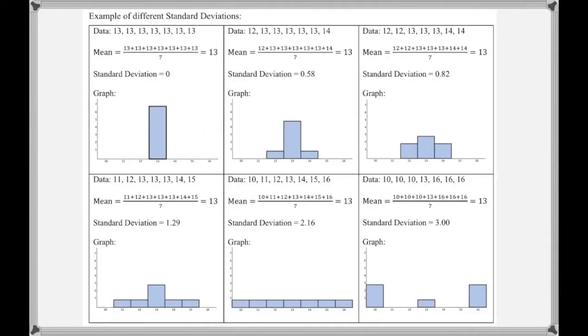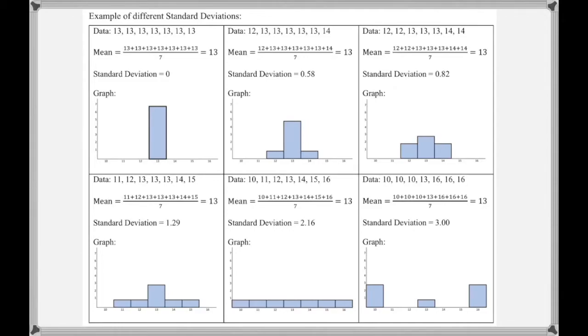So I want to show this example to really highlight what standard deviation is. So we have 6 data sets, and each data set has 7 items, and each data set has the same average. They all have an average of 13. So if you add up all the data items and divide by 7, you get 13. And that happens for each of these. But the data sets are all very different. So if you look at the graphs, they all look very different.